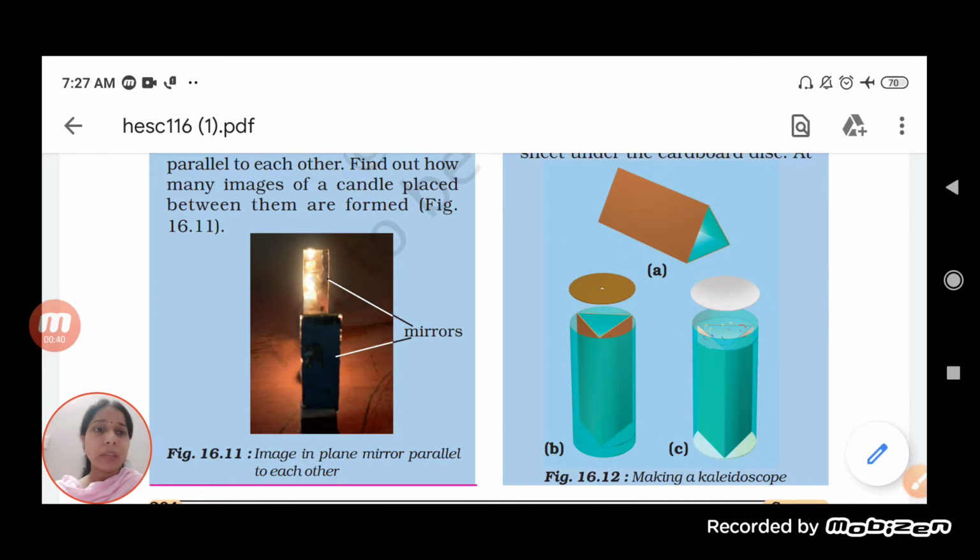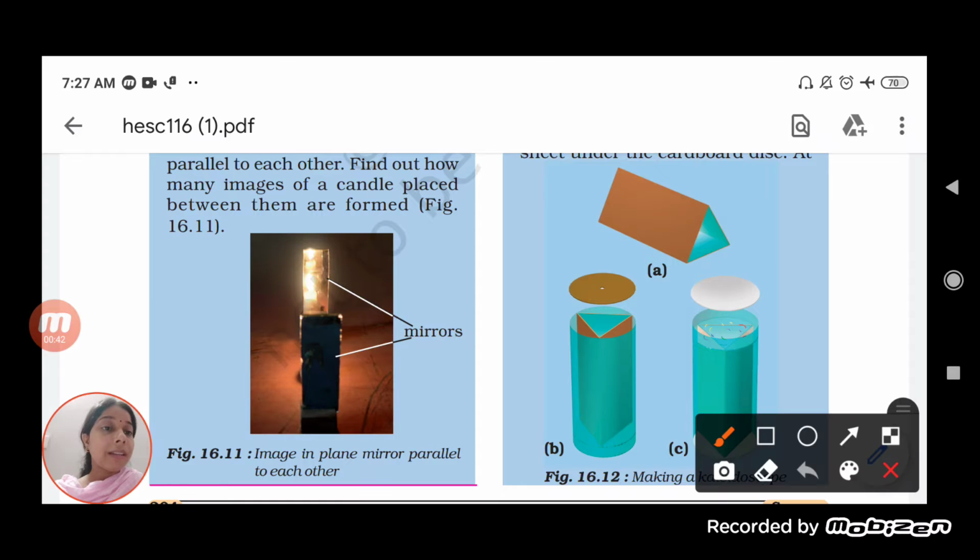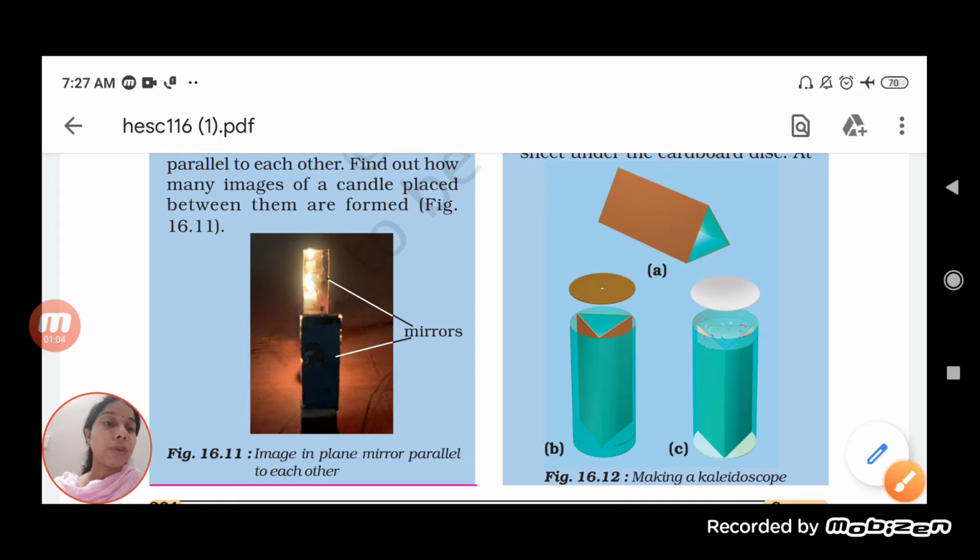Now you can see here in this picture itself, students, this is the kaleidoscope. As you can see here in this picture, there was a triangle. How is this triangle formed actually? Here they used one mirror, then joined it with another, and then with another mirror. So this is how a triangle is made in a kaleidoscope.